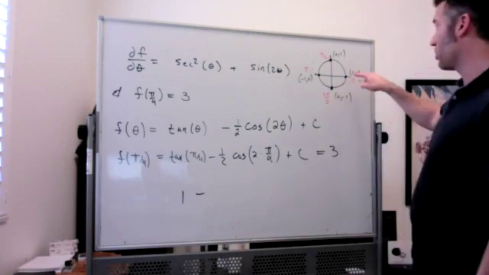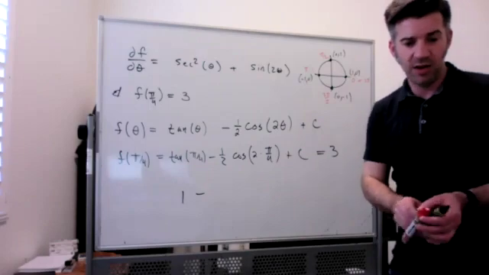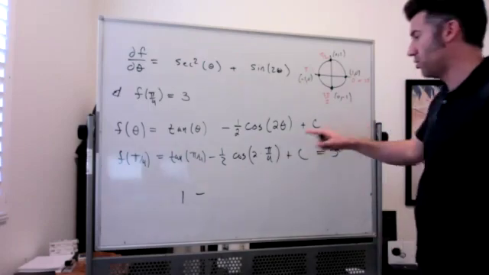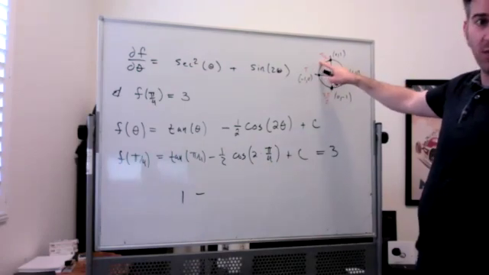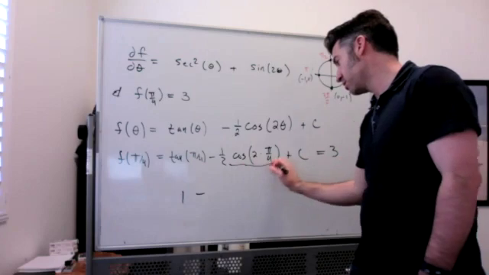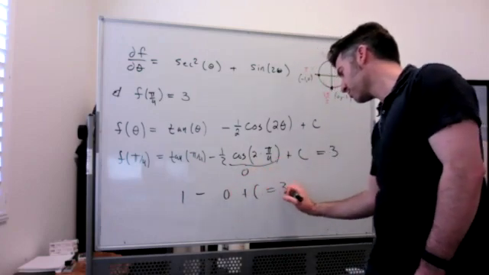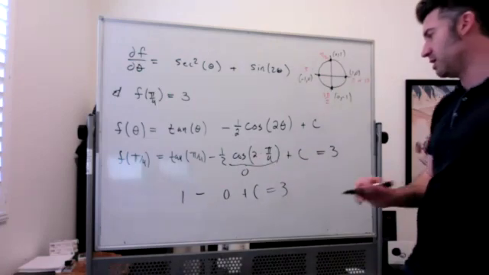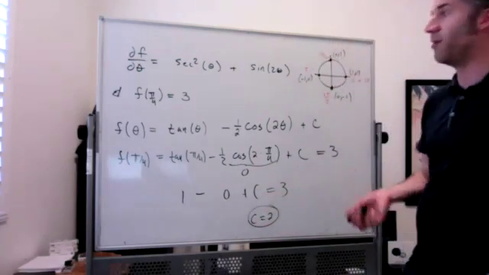The x coordinate is the cosine value of that angle. The y coordinate is the sine value of that angle. So if I'm looking for cosine of pi over 2, I'm looking at this angle, which has an x coordinate of 0. So this whole thing is a big 0. So 1 plus c equals 3, so c equals 2. And then we should write our final answer.